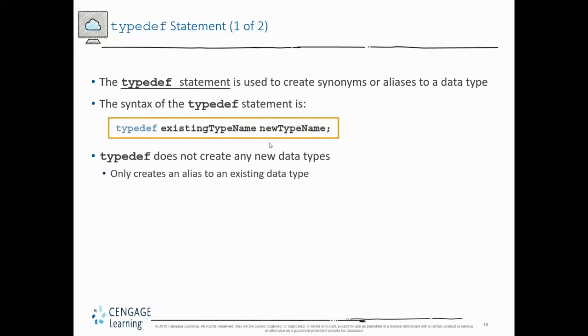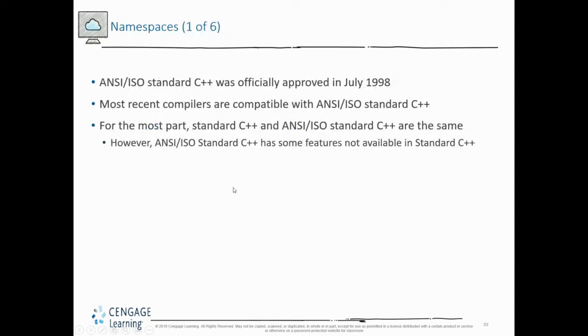So when we had typedef for, let's say, colors, and then we change it to new colors or whatever, you can do it that way. But typedef does not create any new data types. It only creates an alias to an existing data type. So you're only using it with what you already have. And the typedef statement is used to create synonyms or aliases. That's what I just said. Typedef does not create any new data types. It only creates the alias to an existing data type.